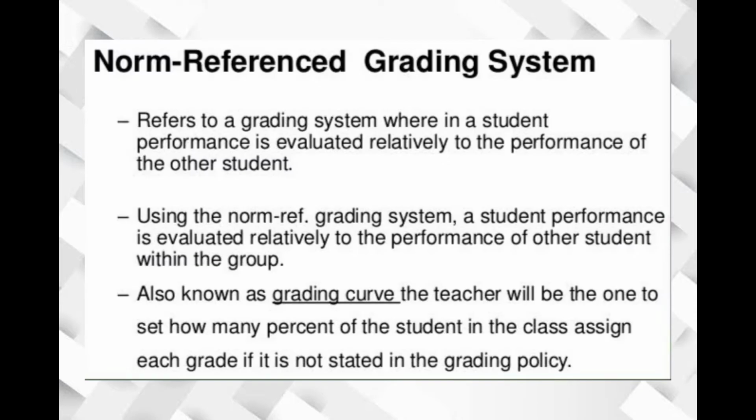Norm reference grading system refers to the grading system wherein students' performance is evaluated relative to the performance of other students. Using norm reference grading system, a student's performance is evaluated relative to the performance of the other students within the group. This is also known as the grading curve. The teacher will be the one to set how many percent of the students in the class get each grade, if it is not stated in the grading policy.